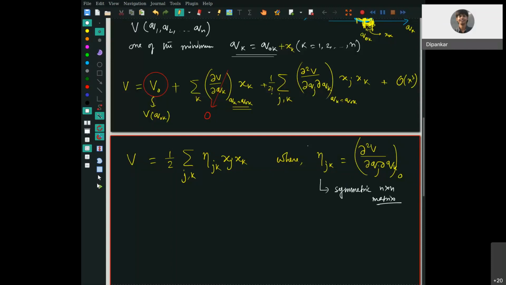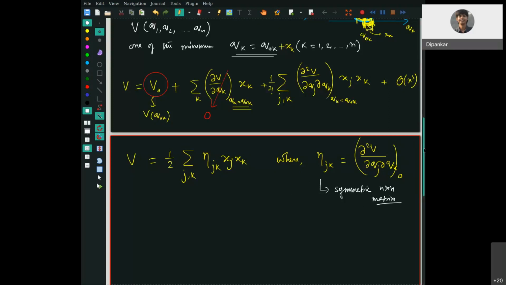So as long as my oscillation is small, so my amplitude of oscillation is small, I can approximate the potential as a quadratic function of the displacement from the equilibrium position. That's the main thing. As long as the displacement from the equilibrium position is small, I can do that.